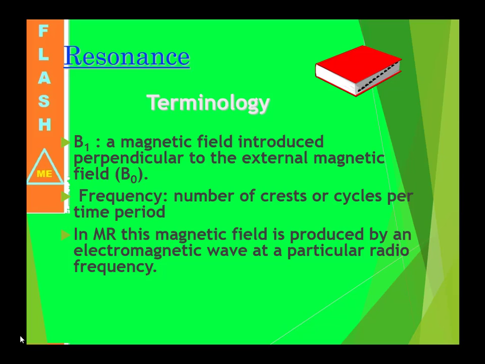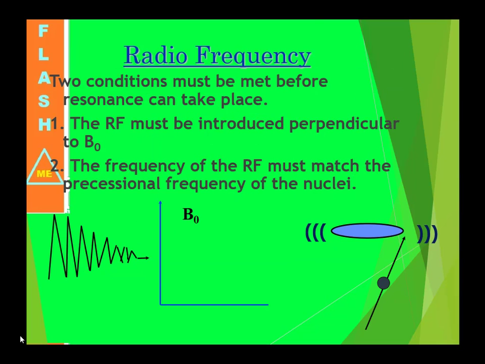Frequency is the number of crests or cycles per time period. In MR, this magnetic field is produced by an electromagnetic wave at a particular radio frequency. Two conditions must be met before resonance can take place. One, the RF must be introduced perpendicular to B0. Two, the frequency of the RF must match the precessional frequency of the nuclei.